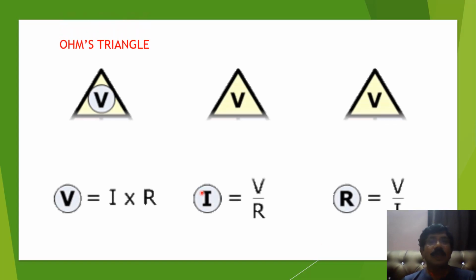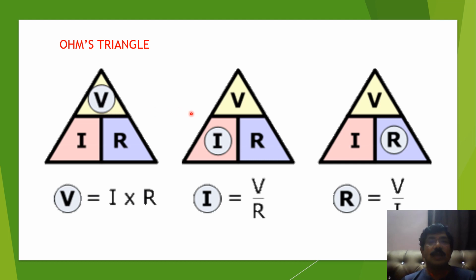Now you observe this triangle, children. You observe these three triangles. This is known as the magic triangle, Ohm's triangle. You can find the potential difference. If you want to find the potential difference, close the triangle here with the help of your hand. You will get I R, meaning V is equal to I R. Next, if you want to find the current flowing in the circuit, close it. You got V by R. So I is equal to V by R.